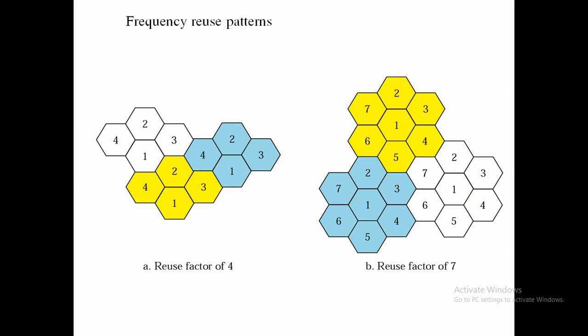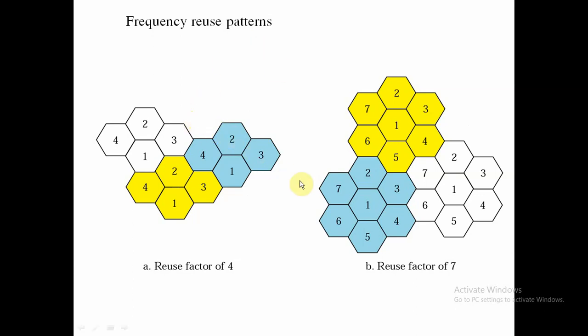The frequency reuse pattern is a configuration of N cells, N being the reuse factor, in which each cell uses a unique set of frequencies. When the pattern is repeated, the frequencies can be reused. There are several different patterns. The numbers in the cells define the pattern. The cells with the same number in a pattern can use the same set of frequencies. We call these cells the reusing cells.